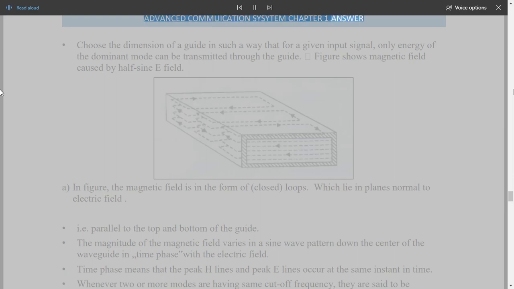Choose the dimension of a guide in such a way that for a given input signal, only energy of the dominant mode can be transmitted through the guide. Figure shows magnetic field caused by half-sine E field.